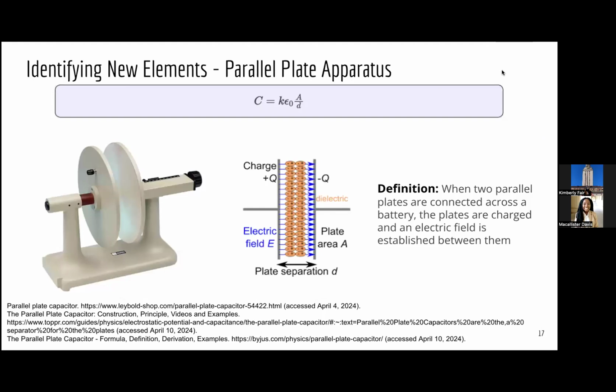The last important tool that was helpful in this scientific work was the parallel plate apparatus, or as it's known today, a parallel plate capacitor. And parallel plate capacitors are formed by an arrangement of electrodes and insulating material or dielectric. A parallel plate capacitor can only store a finite amount of energy before dielectric breakdown occurs, and it is typically defined as when two parallel plates are connected across a battery, the plates are charged and an electric field is established between them.